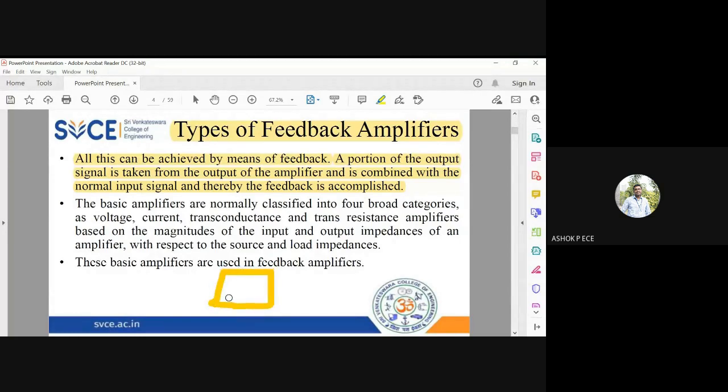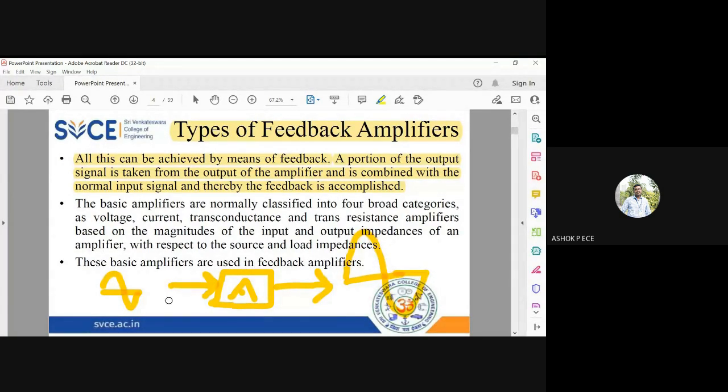So you have an amplifier. Consider this box to be your amplifier. You have your input signal here, and your output signal here. So this is an amplifier without feedback. You give a sine wave through the amplifier, and the output will be an amplified version of the sine wave. This is your normal amplifier.